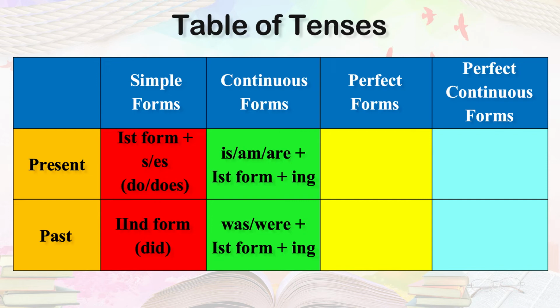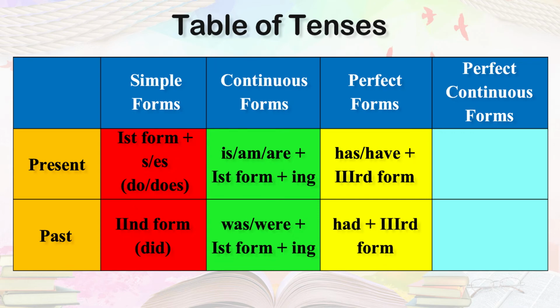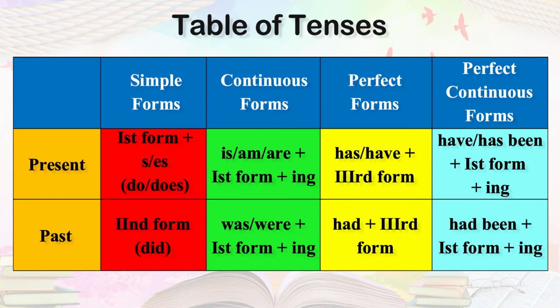In present perfect tense, we have has, have plus V3. And in past perfect tense, we use had plus V3. In present perfect continuous tense, the rules are has, have plus been plus V1 plus ing. Whereas in past perfect continuous tense, we use had plus been plus V1 plus ing. Now, let's move further and try to find out the rules and regulations of future tense.